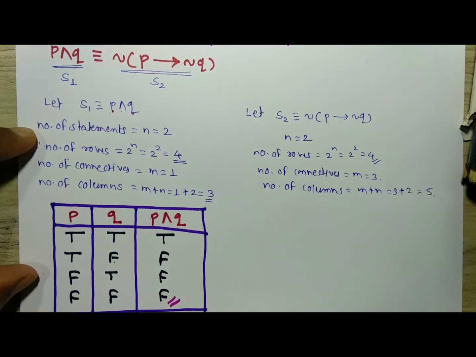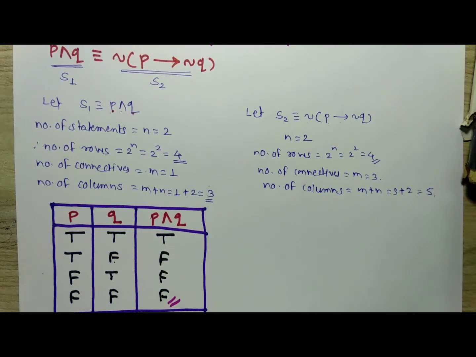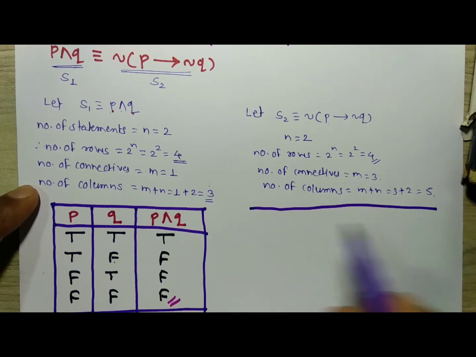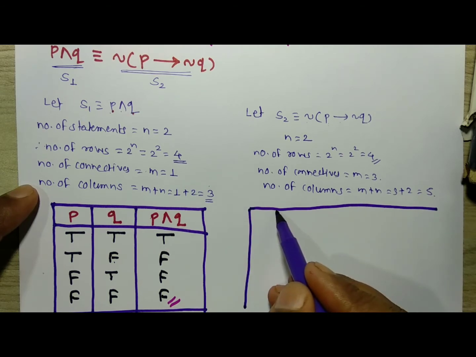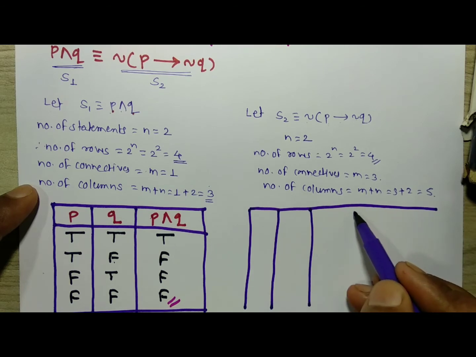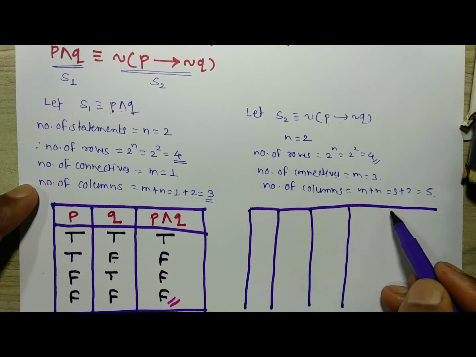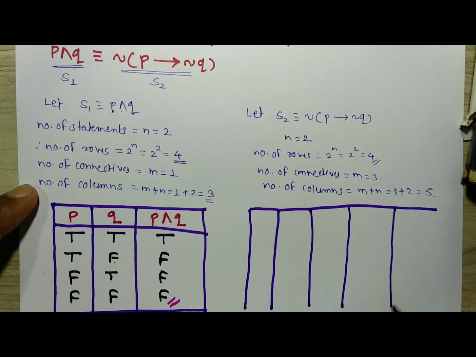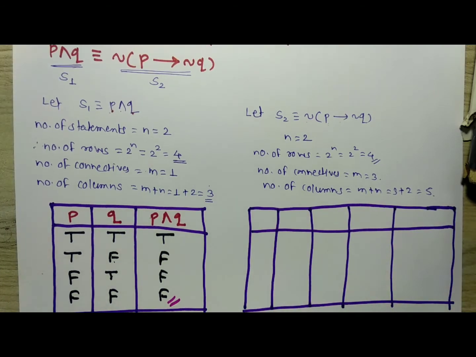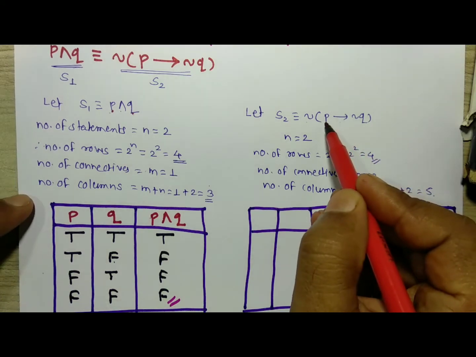That means 5 columns are there, and according to that you can find out the truth table. Let us consider columns 1, 2, 3, then 4, and the fifth column is here, and you will have 4 rows. According to our consideration, first of all, statements are taken.